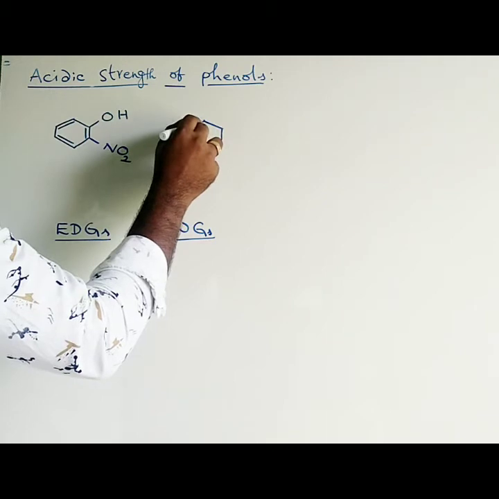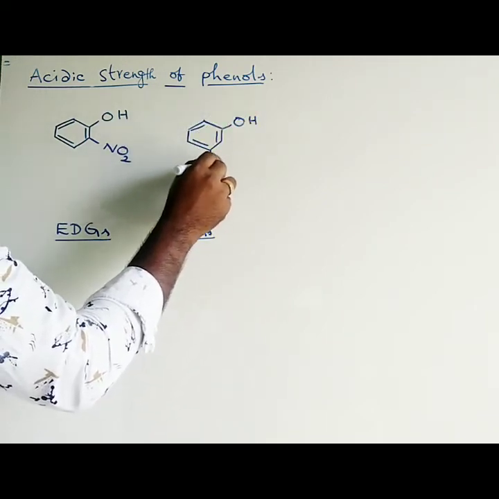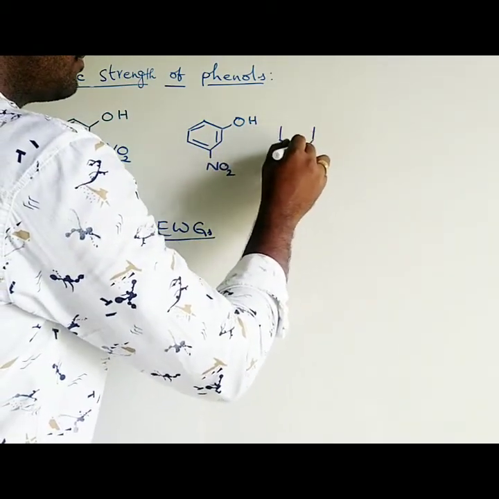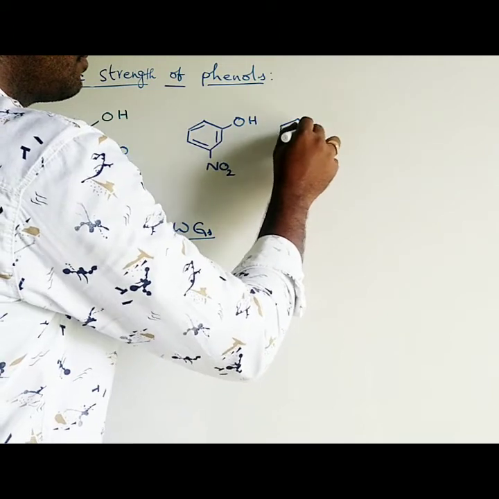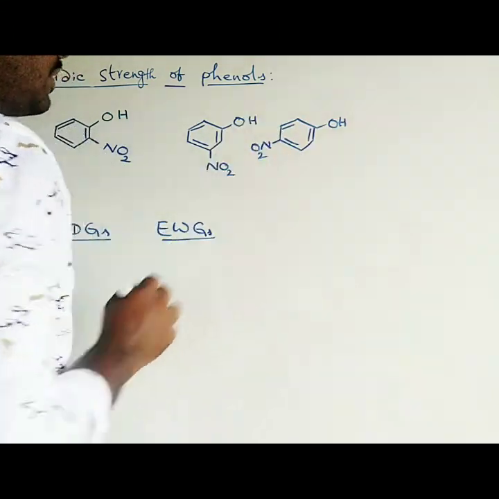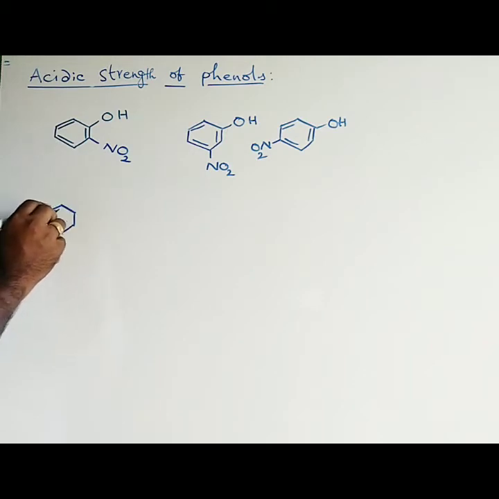I'm taking one more phenol, but this time the nitro group is at the meta position, meta-nitrophenol, and then I'm discussing para-nitrophenol, with the nitro group at the para position. As we know, the NO2 group is a strong electron-withdrawing group, so electron-withdrawing action is shown by this group. Let us look into the resonance structures possible for this nitro group.